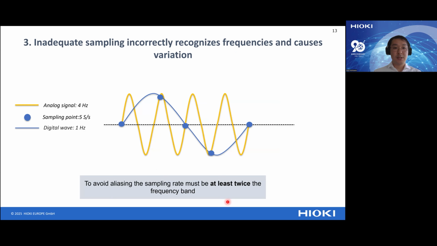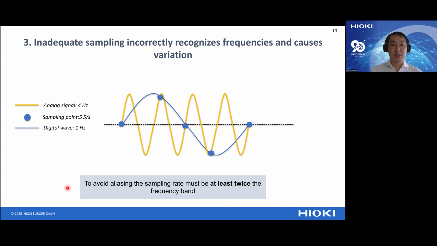And here's an important point about the frequency band and sampling rate. Take a look at this diagram. The yellow line shows the actual analog signal, and this is 4 Hz. The blue dots are the sample points, and the blue line shows how the instrument thinks the wave looks based on those sampling points. As you can see, it incorrectly interprets the 4 Hz signal as a 1 Hz signal. This happens when the sampling rate is too low, and it is called aliasing.